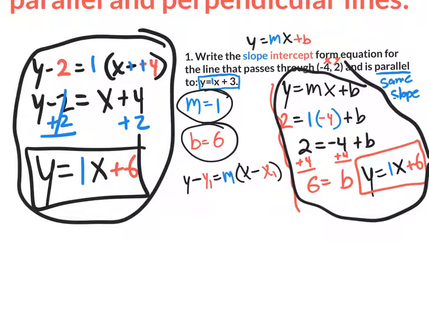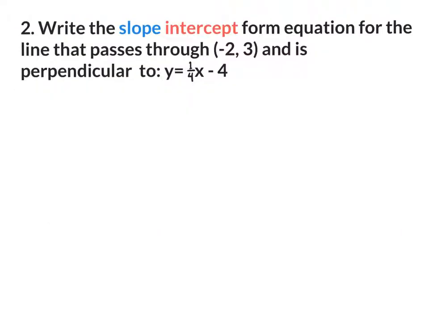Okay, let's try another one. So right here, we have same question, but the only difference, they want us to write an equation in slope-intercept form, y equals mx plus b. In order for us to do that, you need an m and you need a b. But they tell us that our line passes through this point, so we're going to be using this x and this y. But they say, and is perpendicular. It doesn't say parallel. It says perpendicular.